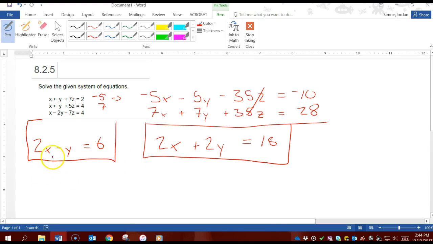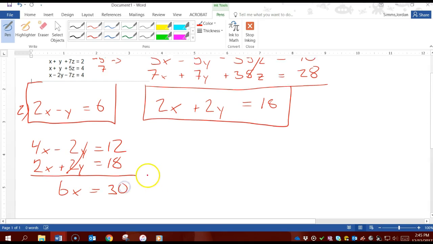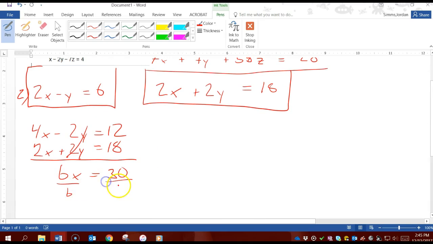Now I'm going to multiply. We'll go after the y's. I'm going to multiply this by 2 because that'll make it a negative 2y, so it'll go away. So let me write that down. Multiplying this one by 2, we're going to have 4x minus 2y equals 12. And I'll just copy this other one down here: 2x plus 2y is going to equal 18. A little more room. Our y's are gone. We're going to have 6x, and that's going to equal 30. So when I divide both sides by 6, x is going to equal 5.